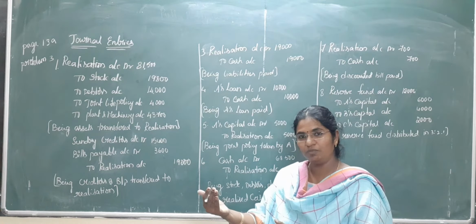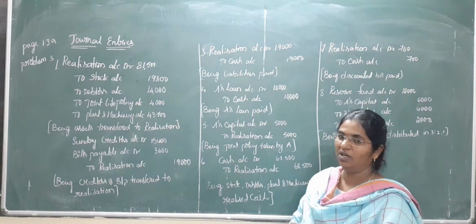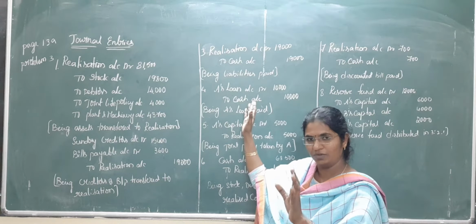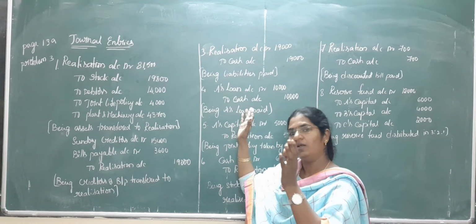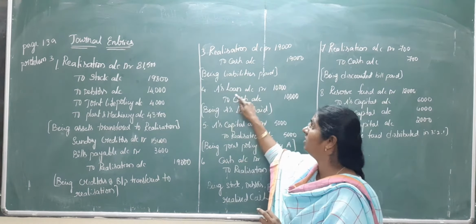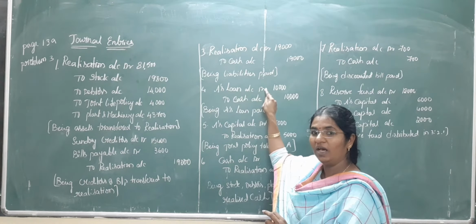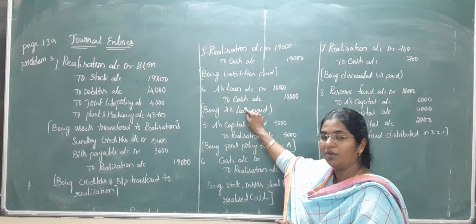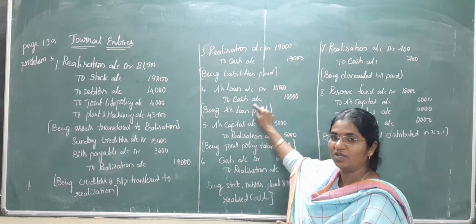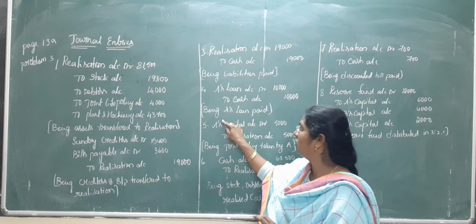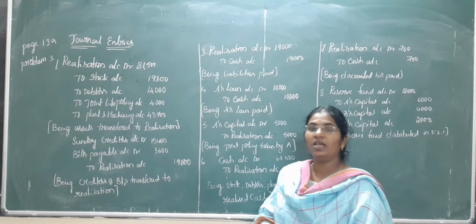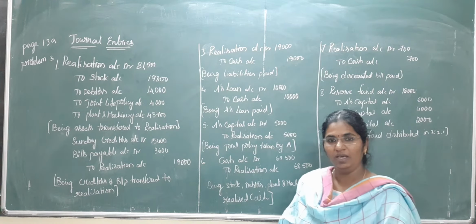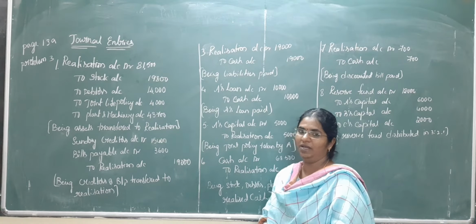How do they have to pay? By way of cash. Nothing will be stated about it in the problem. No one will mention it to you. You have to pay the loan amount. So write here A's loan account debit 10,000. How are you paying? By way of cash, to cash account 10,000. And the narration is: being A's loan amount paid.